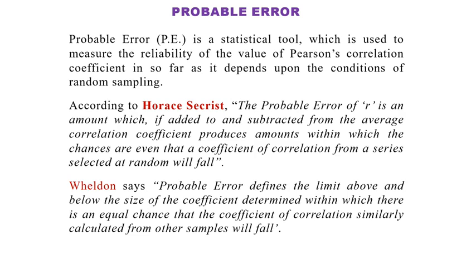According to Weldon, probable error defines the limits above and below the size of the coefficient determined within which there is an equal chance that the coefficient of correlation similarly calculated from other samples will fall. The same meaning is there in Weldon's definition also. You go through it, write it down in your notes. It may come as a theoretical question in your examination. Okay, let us go further.